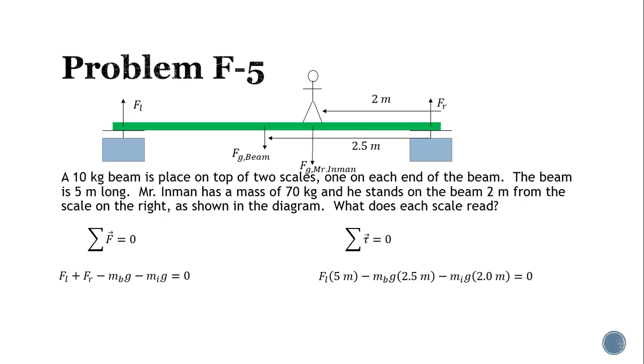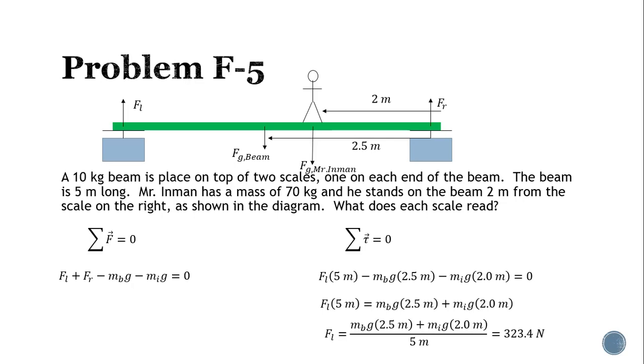The weight of the beam times 2.5 meters, going in the opposite direction. And the weight of Mr. Inman times 2 meters. Now, the torque equation can actually be solved for that force L. Move those other two torques to the right-hand side and divide everything by 5, and you find that the force that the left-hand scale is reading is 323.4 newtons.